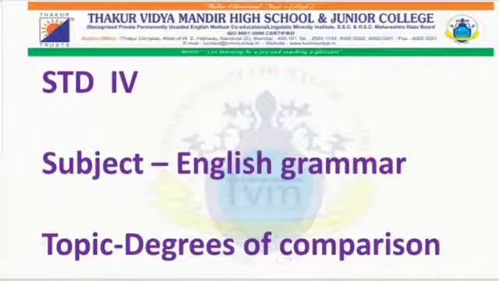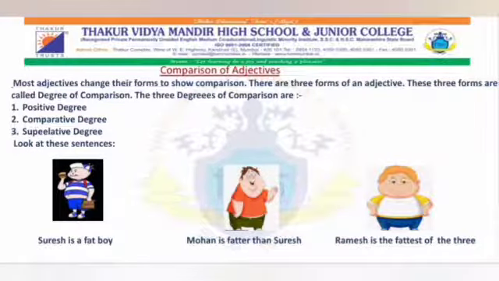Standard 4th, subject English Grammar, topic Degrees of Comparison. Today we are going to learn the grammar topic Comparison of Adjectives. Children, we have learned what is an adjective. An adjective is a word that describes or tells us something more about the noun or a pronoun. Now today we will learn how most of the adjectives change their forms to show comparison.